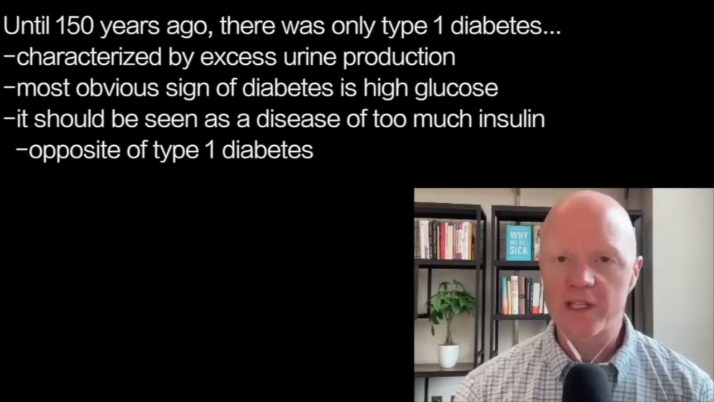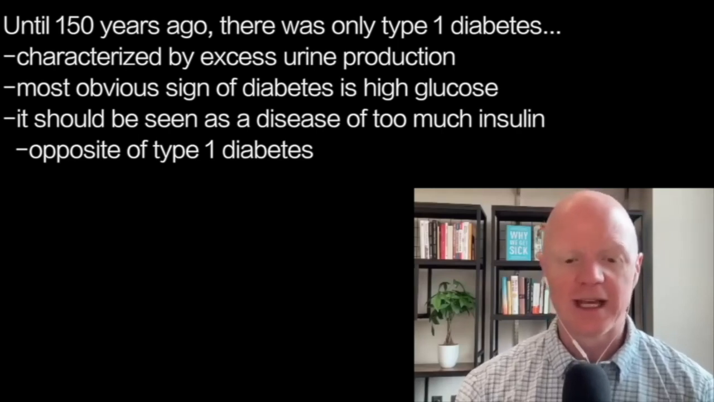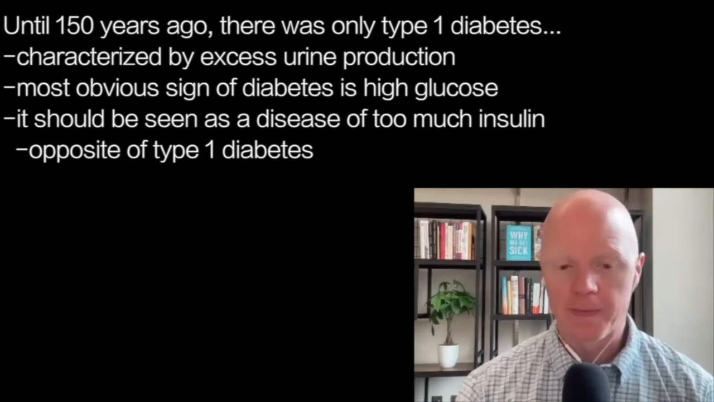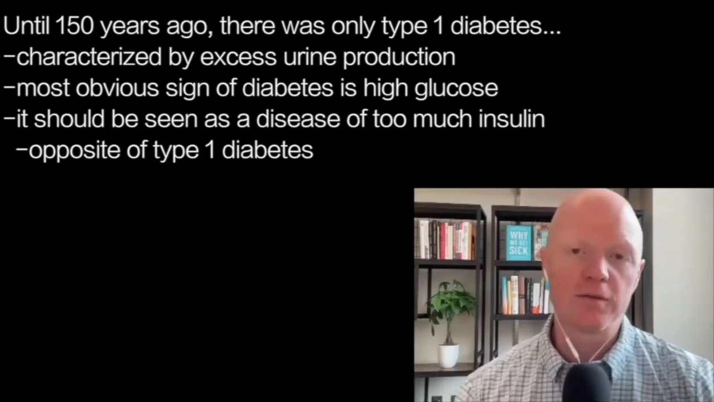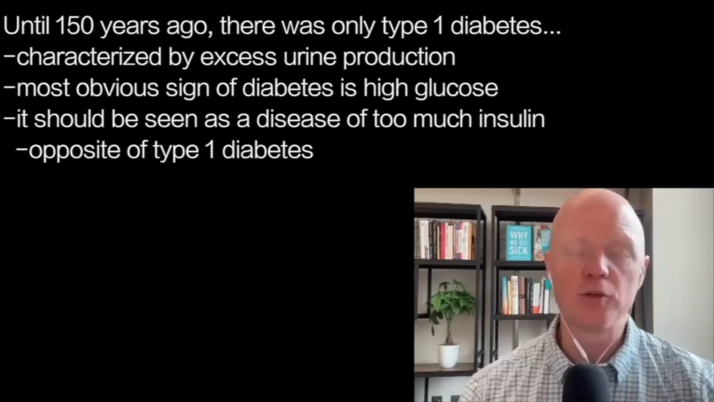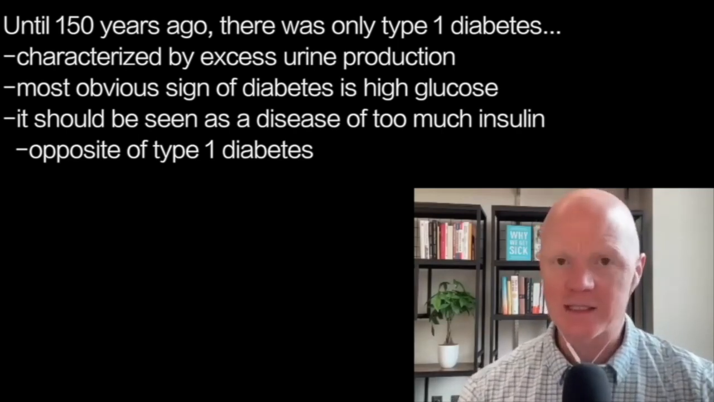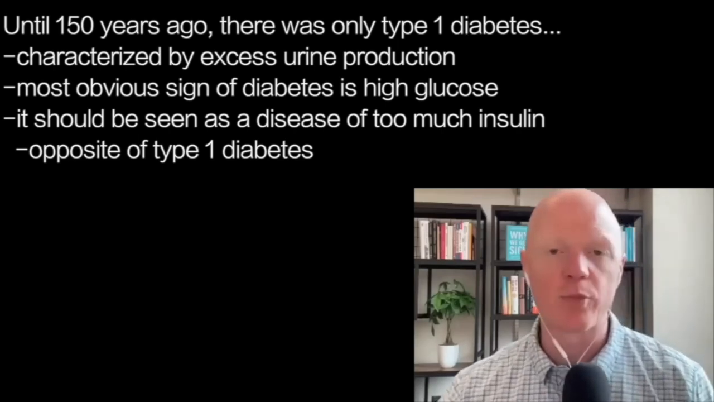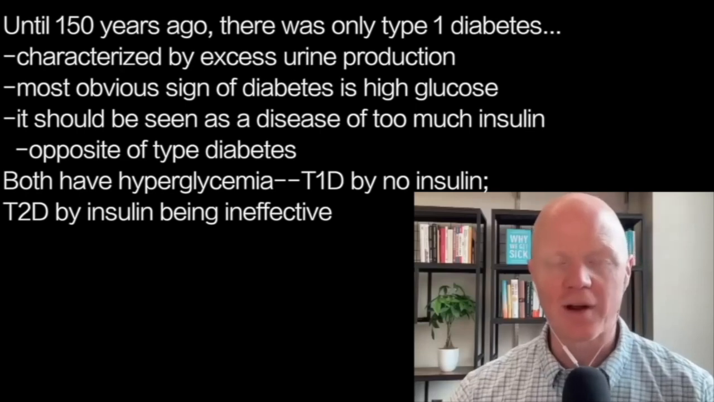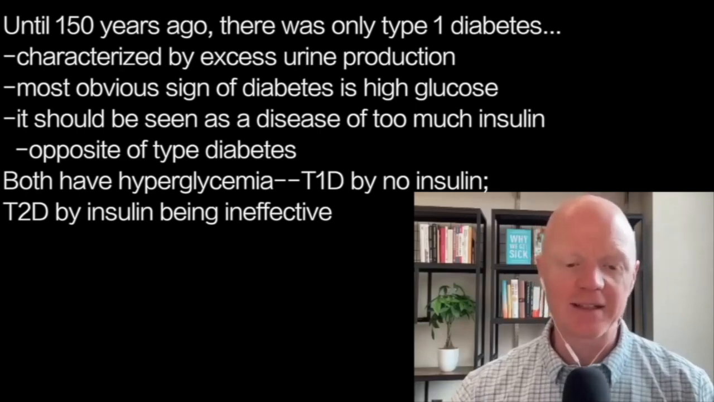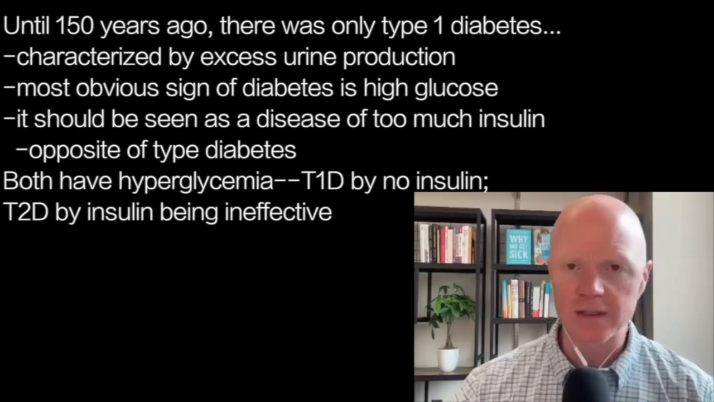and unfortunately, that view has persisted, where we still look at type 2 diabetes as a disease of too much glucose, when if we had a more precise paradigm, we would view it as a disorder of too much insulin. So in that sense, it becomes the exact opposite of type 1 diabetes. Yes, they both share a tendency for hyperglycemia, but they get to that end through two totally different means.